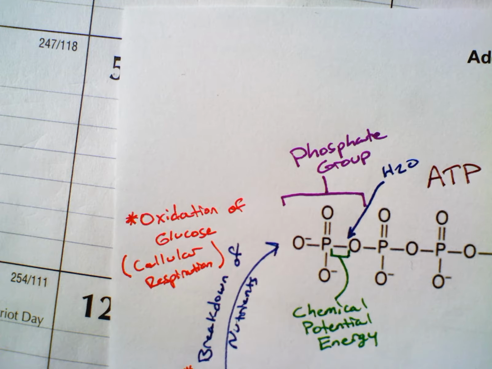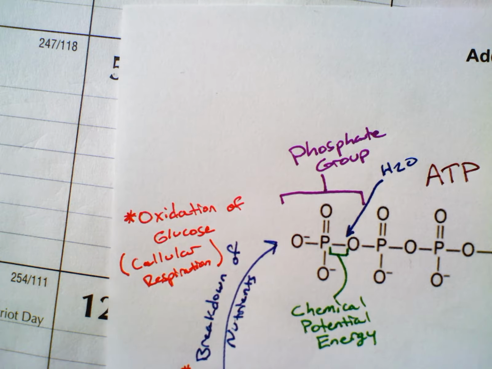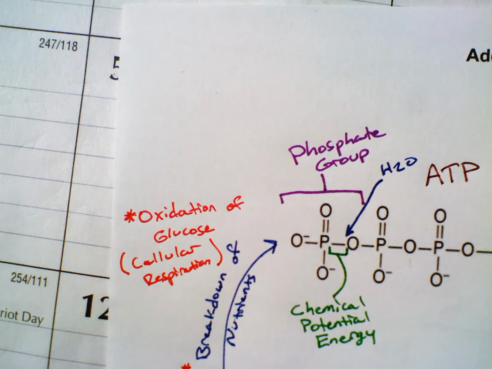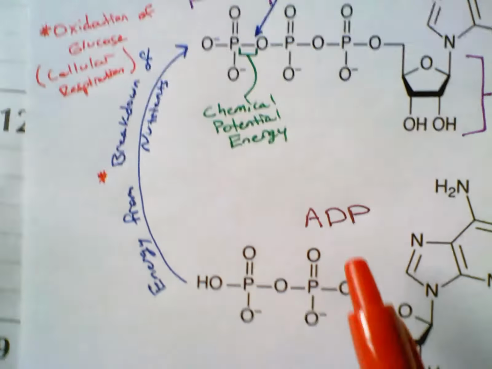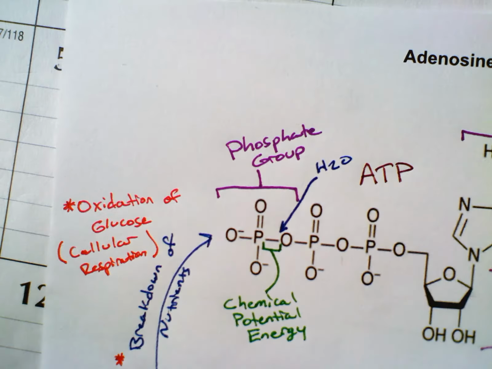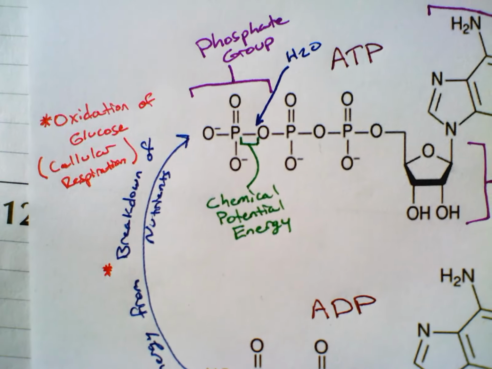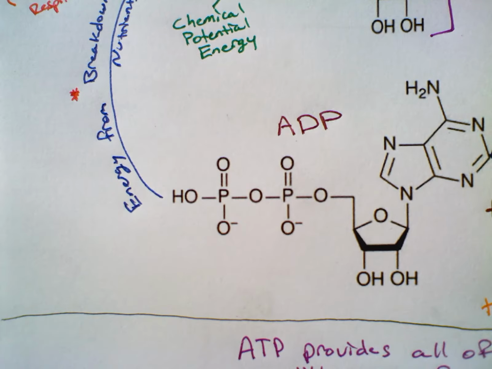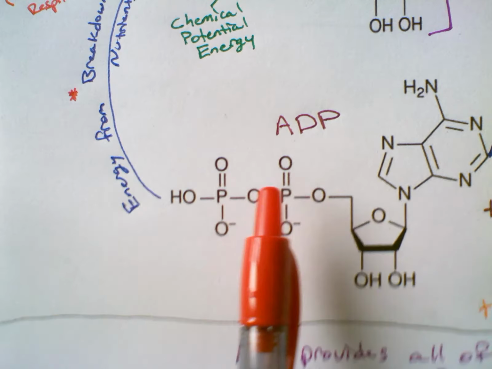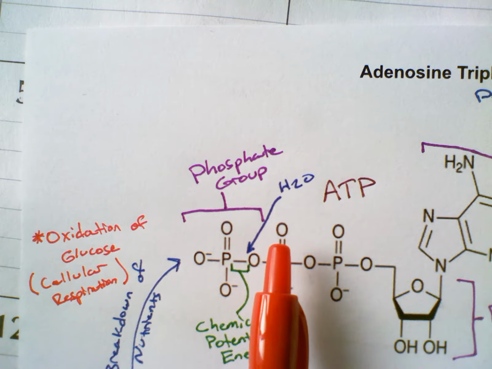What do you think phosphorylation means? Think of the word phosphorylation. So phosphate groups doing what? If we go from ADP to ATP, what did we do? We're going from ADP to ATP. What did we do to do that? What did you add?